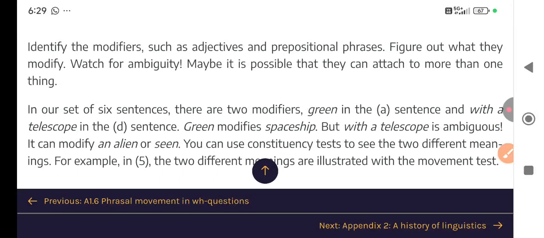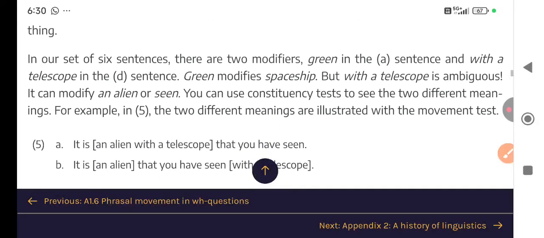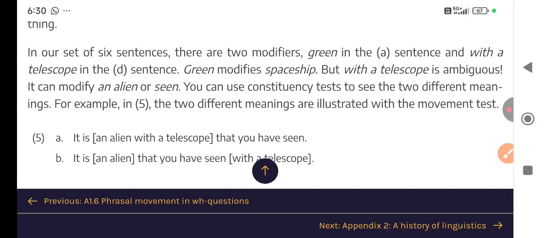Watch for ambiguity. Sometimes a sentence may be ambiguous. It is possible that modifiers can attach to more than one thing, right? So we have to find out in our set of six sentences what we are taking, what we are discussing.